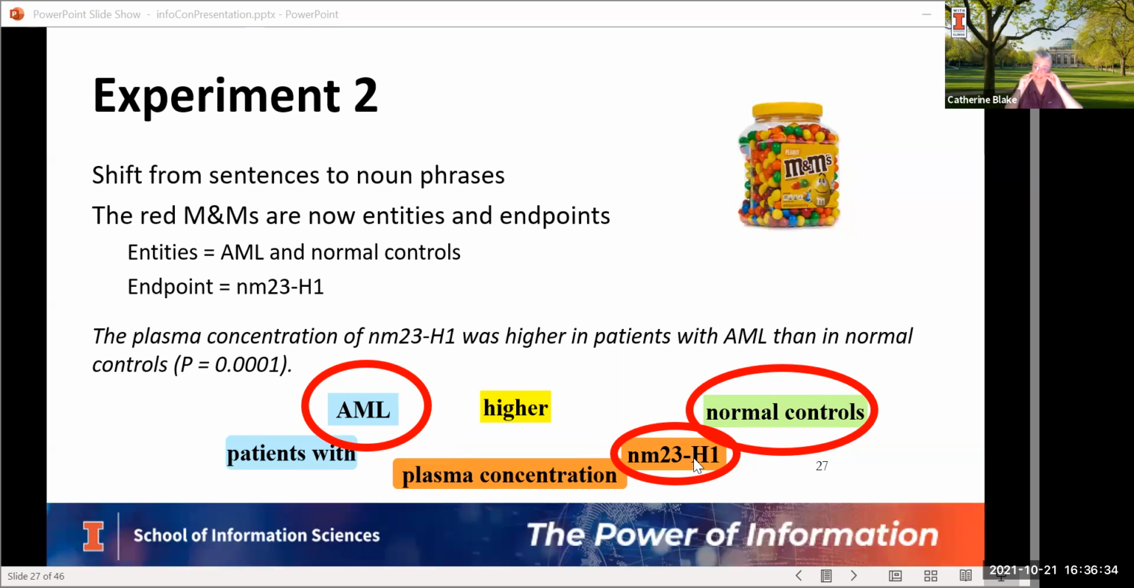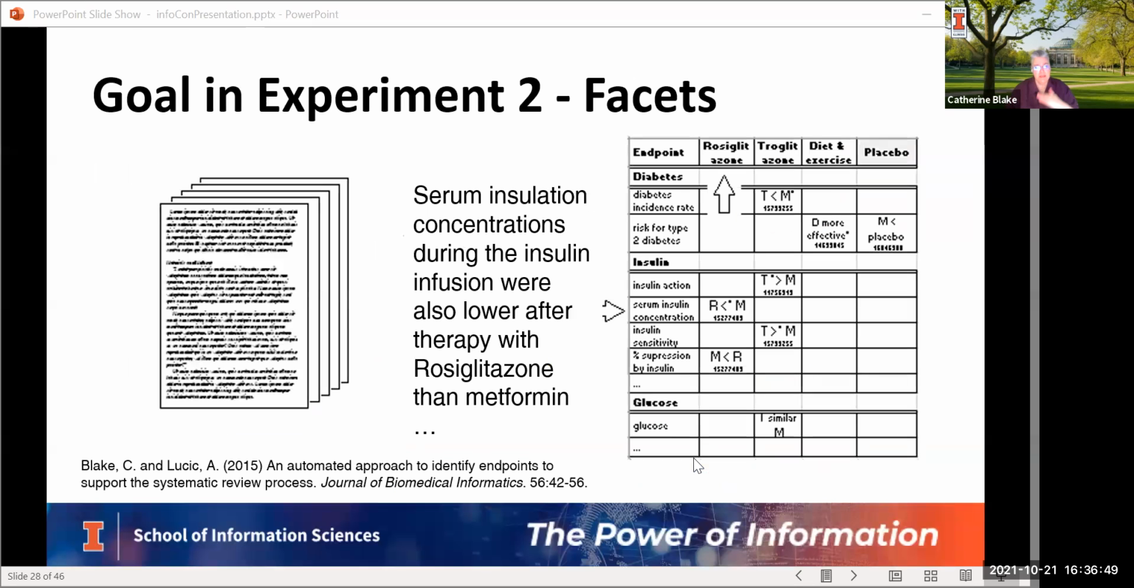So we've really shifted now. We're not looking at sentences. Now we're looking at individual noun phrases, and we're trying to predict, is this noun phrase an entity that's being compared, or is it the actual thing that you're measuring. So we really shift gears.